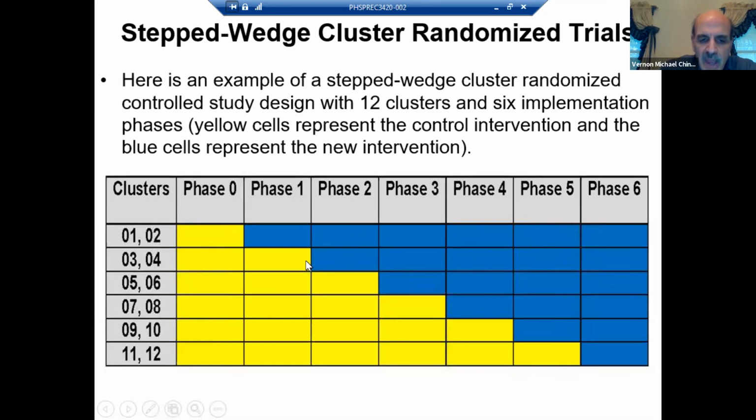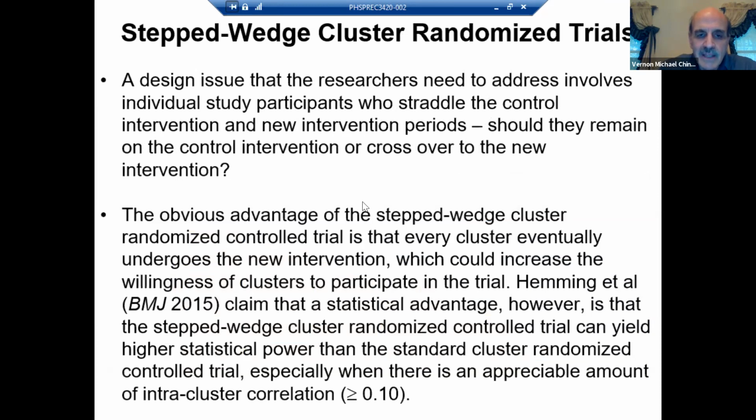Well, suppose someone, a patient or participant, is enrolled at the very end or close to the end of phase 1. So that particular individual overlaps phase 1 and phase 2. What do you do with that individual? If they started out on the old intervention, the control intervention, do they remain on that in phase 2, or do they transfer over or cross over to the new intervention? So there are some practical issues like that that the investigators need to address with a stepped wedge type of design.